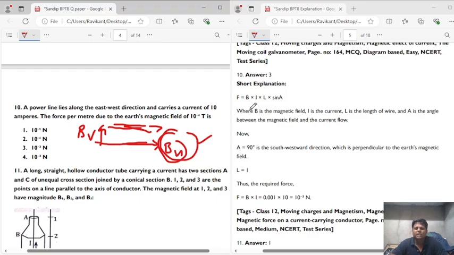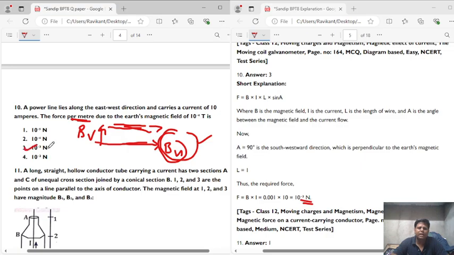So putting the values in this, we put B as 10 to the power of minus 4 and I as the current of 10 ampere. So I is equal to 10, right? And then multiplying with L, which is 1 meter. L will be taken as 1 meter because they are asking for the force per meter. So putting the values, we multiply it and we get 10 to the power of minus 3 Newton. So force will be equal to 10 to the power of minus 3 Newton, which is option 3.